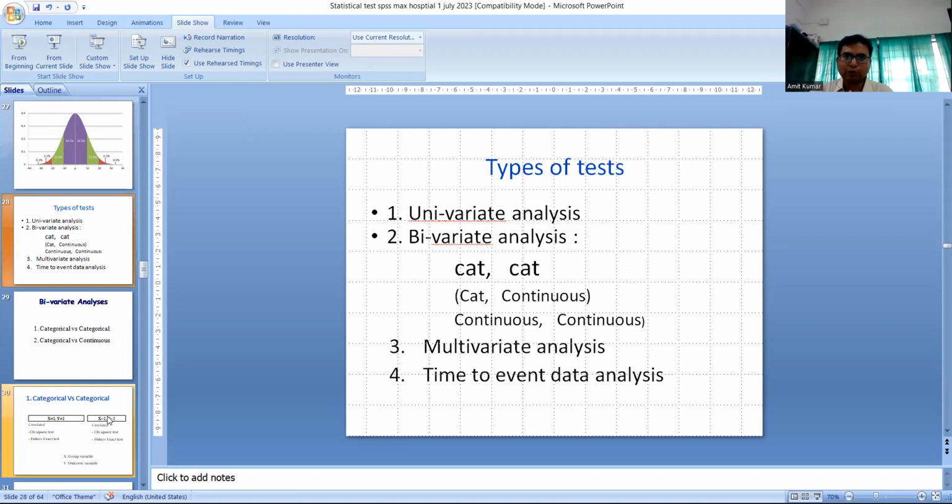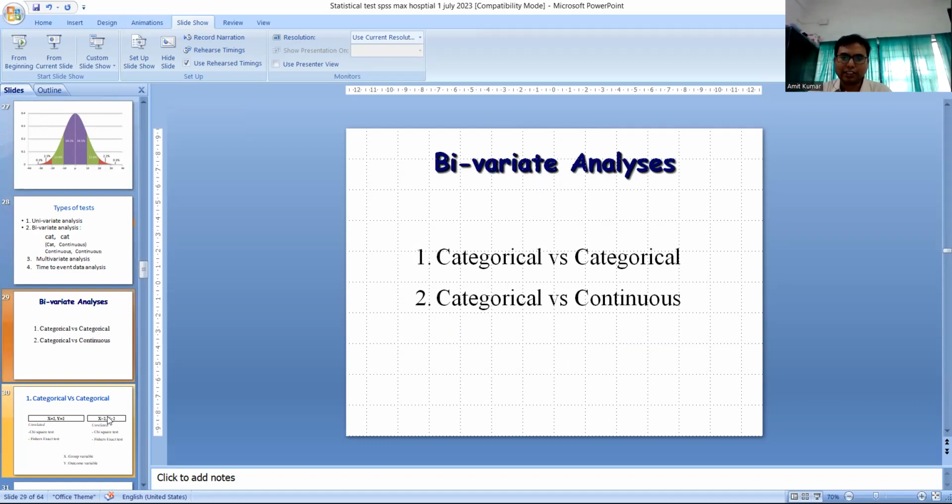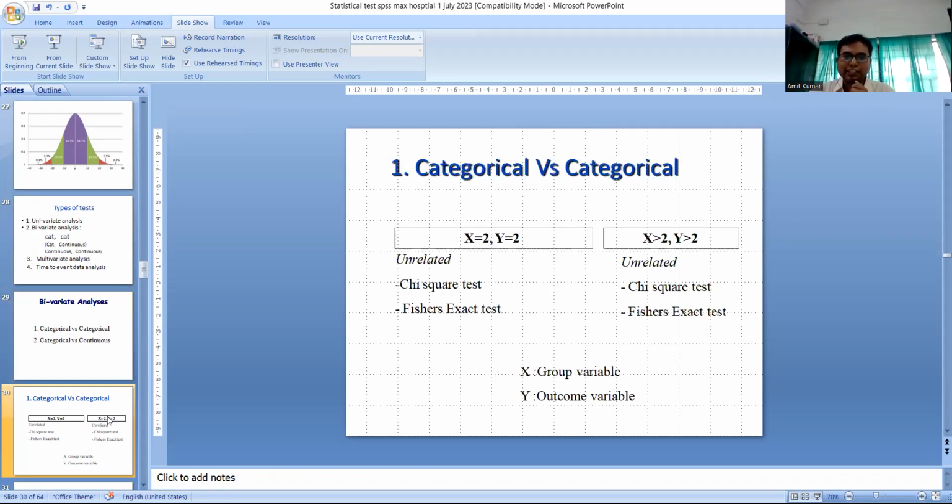So now you come to the bivariate analysis. In the bivariate analysis, one situation is where both the variables you are comparing are categorical in nature, and another situation is where your group variable is categorical and your test variable is continuous. Let us understand this in the next example.